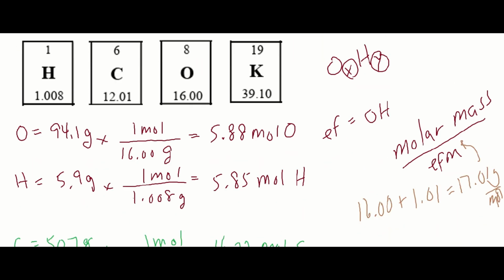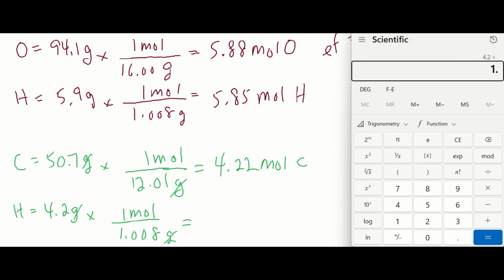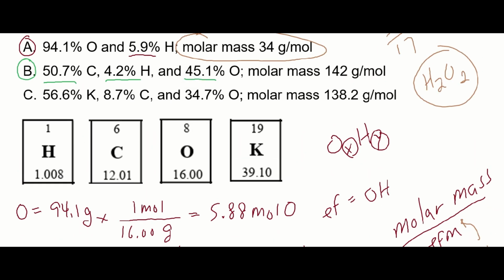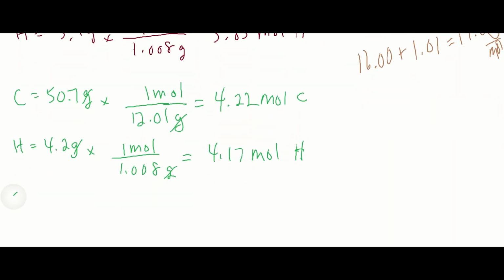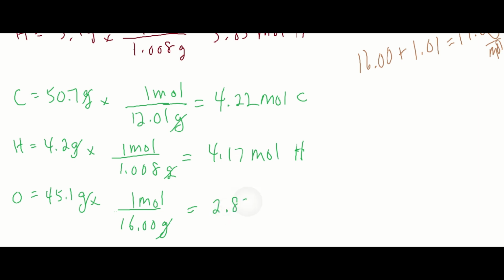We would also have 4.2 grams of hydrogen. So that's 4.17 moles of hydrogen in a 100-gram sample of compound B. And 45.1 grams would be oxygen. So we get 2.82 moles of oxygen if we had a 100-gram sample of compound B.